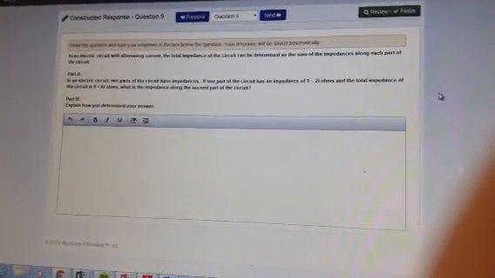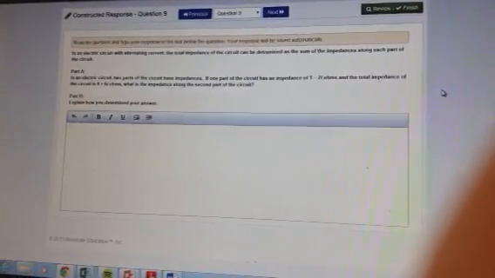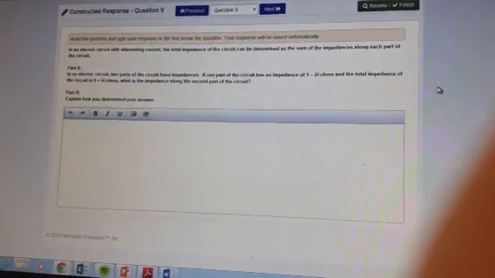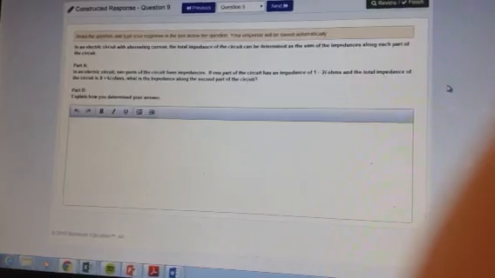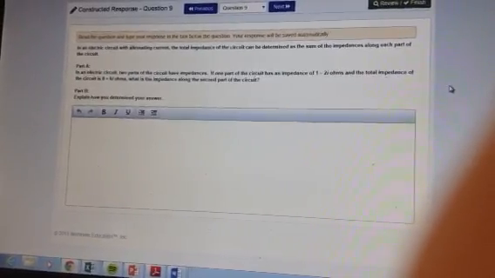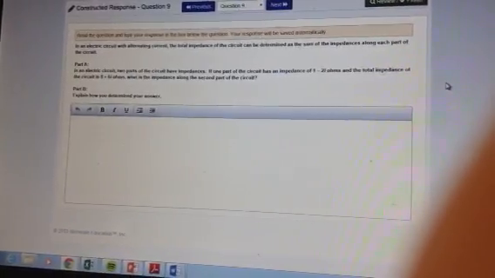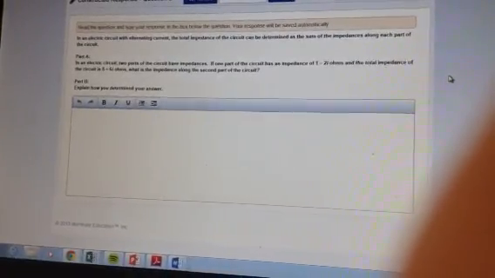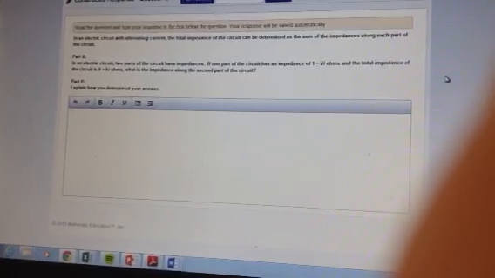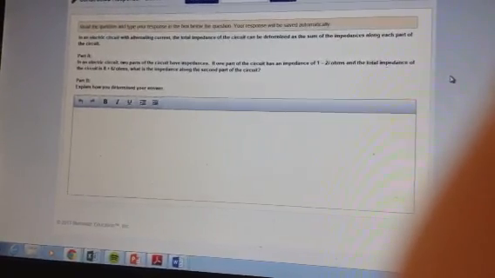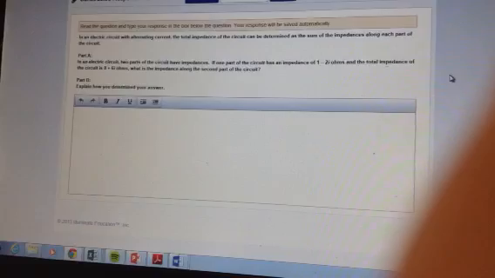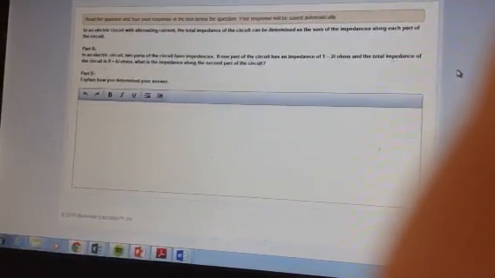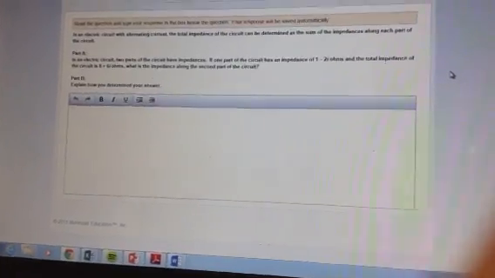In an electrical circuit with alternating current, the total impedance of the circuit can be determined as the sum of the impedances along each part of the circuit. Part A. In an electric circuit, two parts of the circuit have impedances. If one part of the circuit has an impedance of 1 minus 2i ohms, and the total impedance of the circuit is 8 plus 6i, what is the impedance along the second part of the circuit? And part B, explain how you determined your answer.